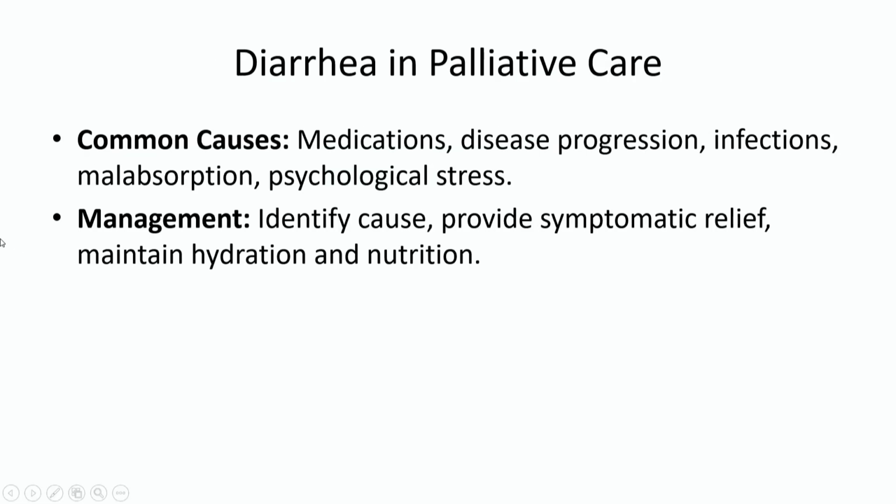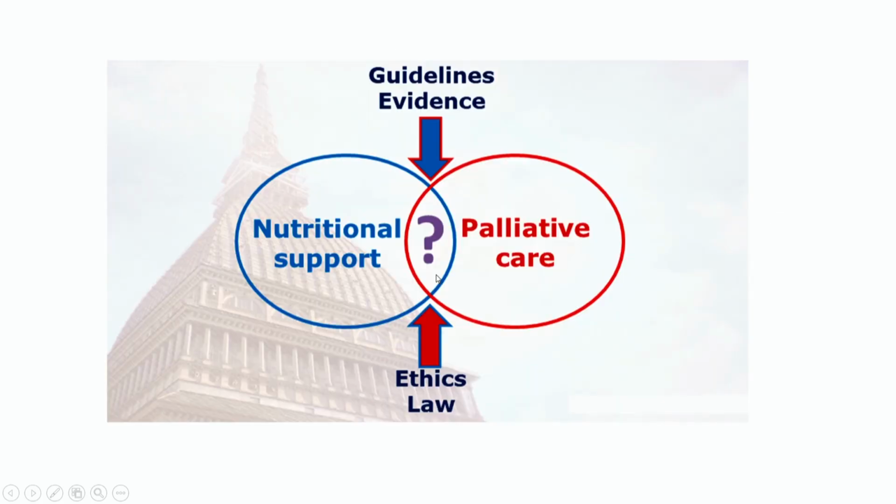So diarrhea in palliative care, common causes I told you: medication, disease progression, infection, malabsorption, and psychological stress. These are the main factors. Psychological stress is very common in palliative care. Malabsorption is also there, and infection and disease progression. Disease is progressing, and a lot of medication is going on. To identify the cause, what are the causes among them? There may be more than one cause, or there may be one specific cause. Identify the cause and provide symptomatic relief, maintaining hydration and nutrition.